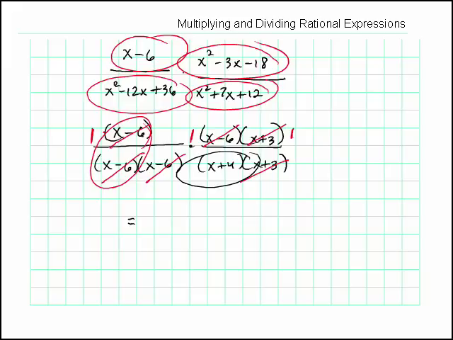I got this x plus 4. A common mistake is to just write the answer as x plus 4, but notice where the x plus 4 is here. It's in the denominator. In the numerator, everything canceled away, but I'm left with a 1. So my answer is actually 1 over x plus 4.